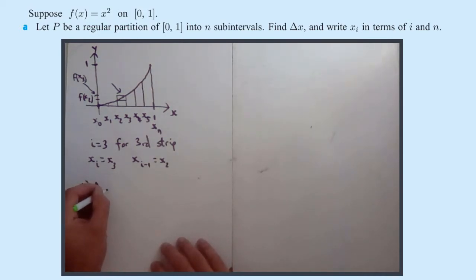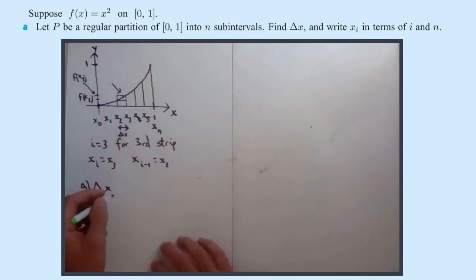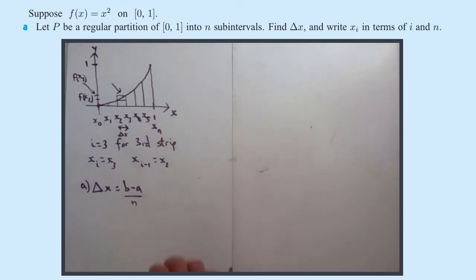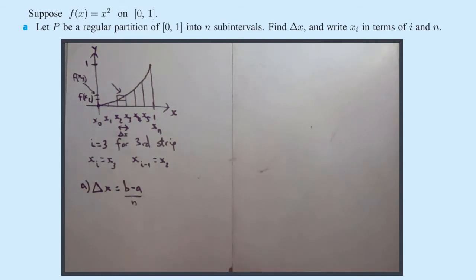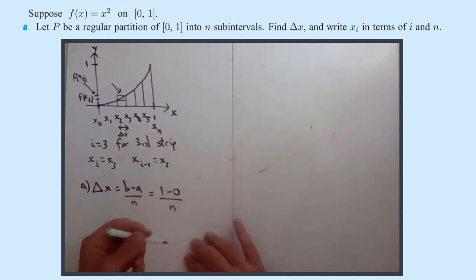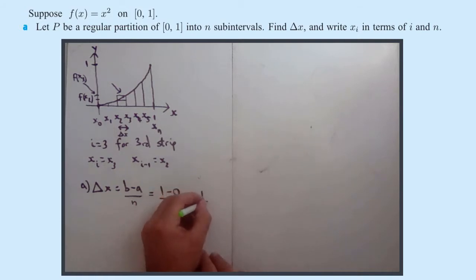Delta x means the width of each strip, and if it's a regular partition they're all the same. It's defined as b minus a over n. So b minus a is the width of the whole interval. In this case it's 1, because it's 1 minus 0. This is 1 and this is 0. And n is the number of strips. So in our case it's 1 minus 0 over n. 1 minus 0 is 1. So delta x for this is 1 over n.